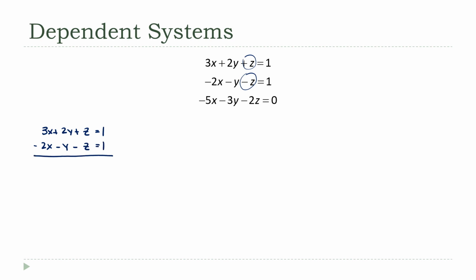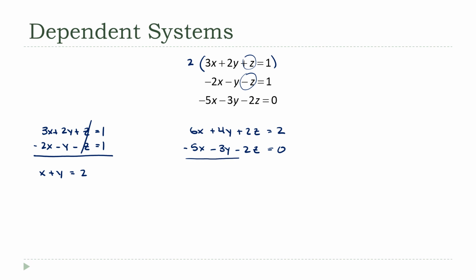If we add this together, the z's cancel, and we get x plus y equals 2. Now I've made my choice, right? I have to continue eliminating z's. So I'm going to double the second equation, multiply this by 2, and it becomes 6x plus 4y plus 2z equals 2, and I'm going to combine it with the last one. Minus 5x minus 3y minus 2z equals 0. Add these together, z's are going to cancel, and we get x plus y equals 2.